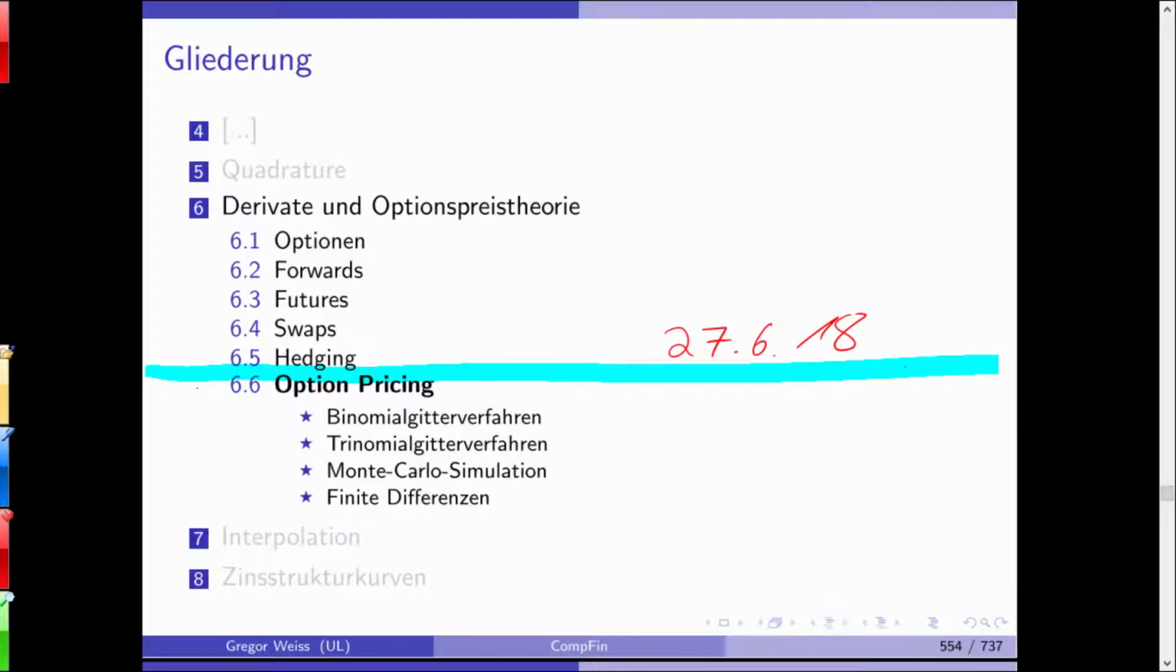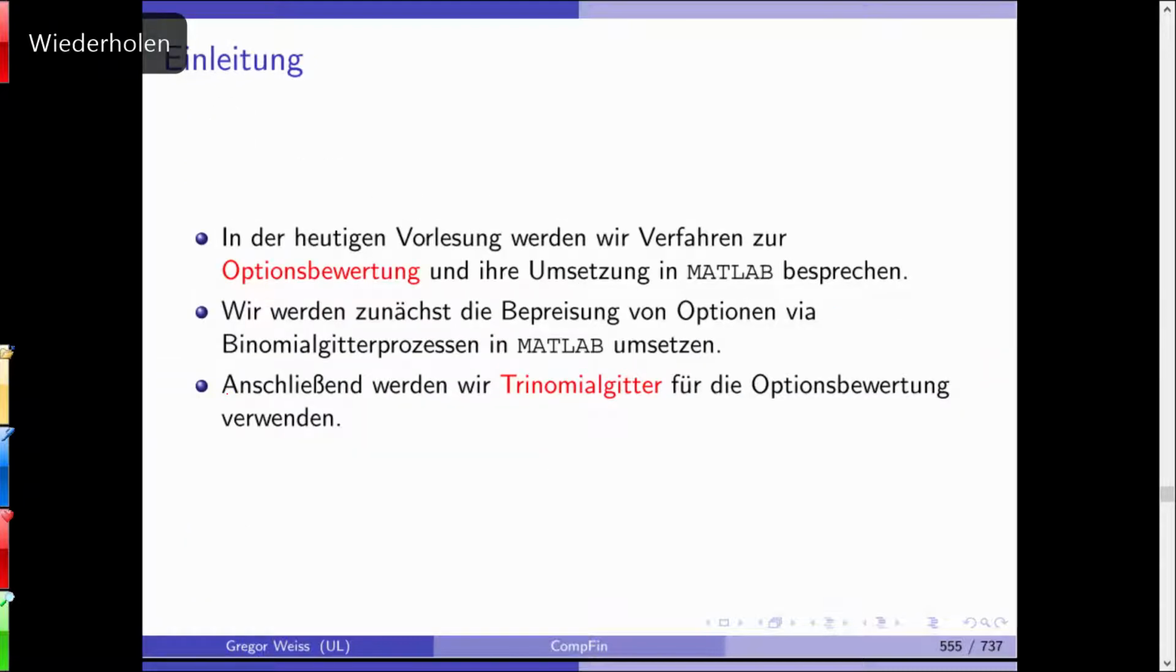We left off last time at option pricing, and before I start, I have to check whether we are all on the same page when it comes to financial derivatives. You all know what a financial derivative is, what an option is, what a plain vanilla European call and European put is. If that is the case, perfect. We'll go straight to option pricing.